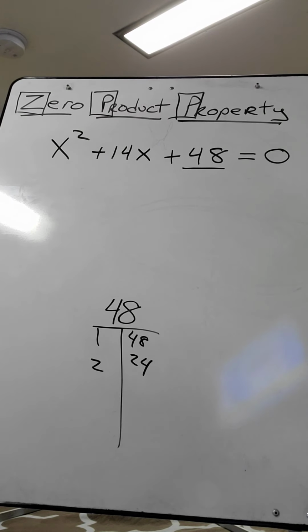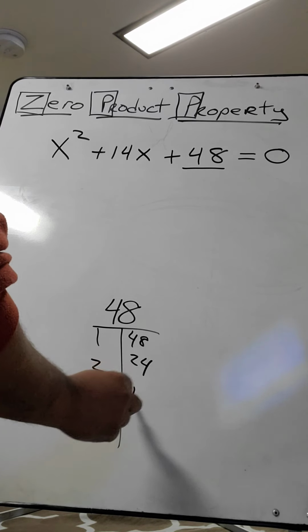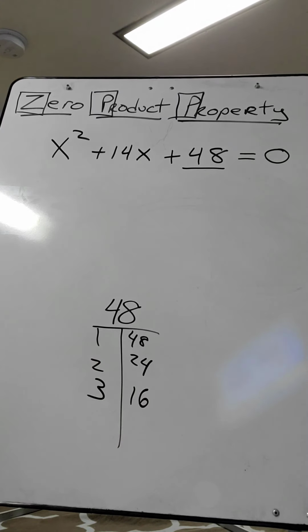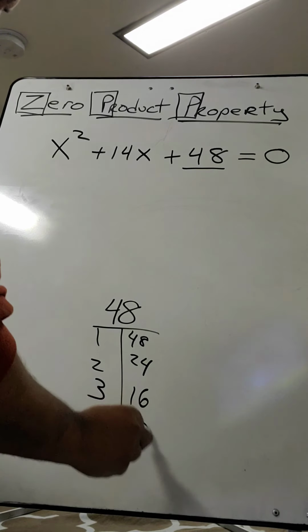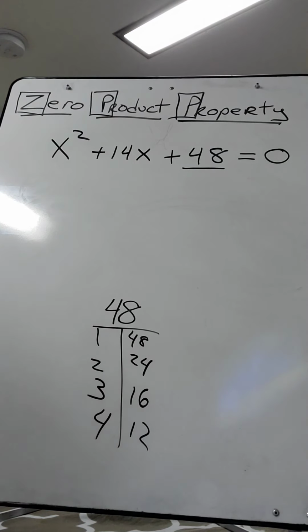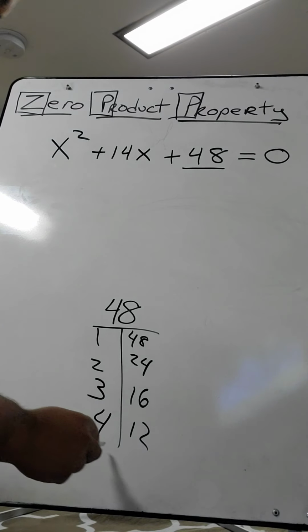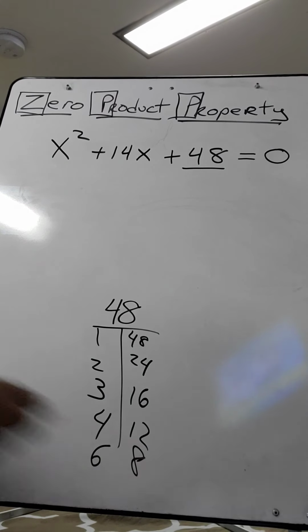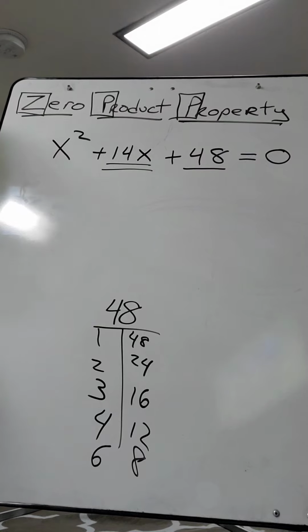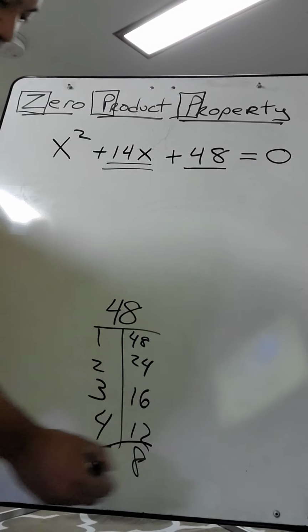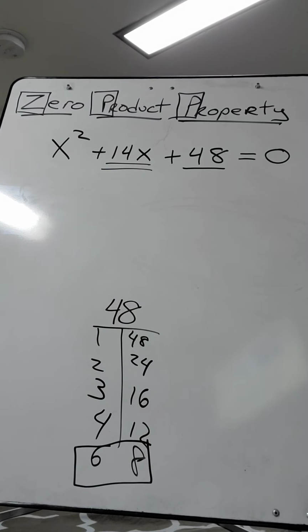Do I have a 3? Yep. A 3 and 16, a 4 and 12, no 5, a 6 and 8. These are my factors of 48. Okay, now of those factors, which of them combine to a positive 14? So I know here my factors 6 and 8 will combine to a positive 14.